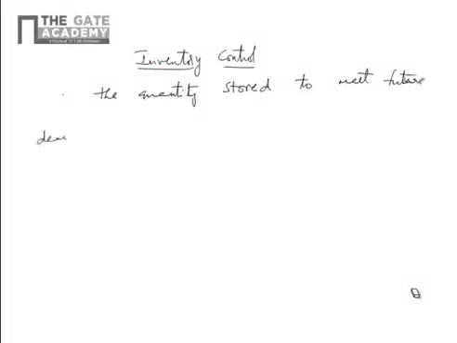Inventory control. Inventory control is nothing but the quantity stored to meet future demand or sudden demands. It's called inventory. Inventory is nothing but storage. So inventory is required to meet anticipated demand.